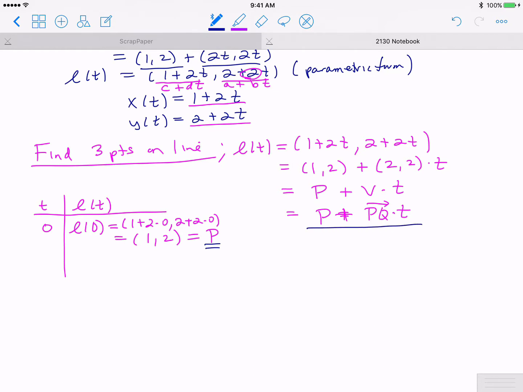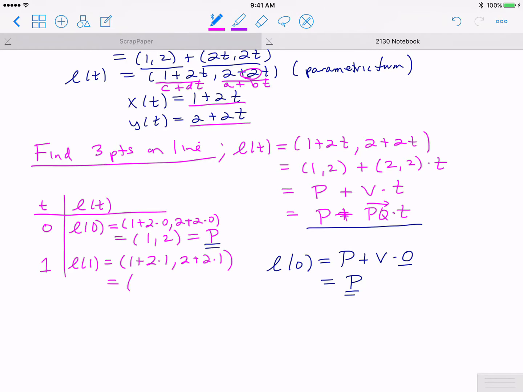Another way to see where the p comes from is to look over here at the vector form. L of 0 is the point p plus our direction vector times 0, but 0 times the vector v is just 0, so there we go. This is why we know we're at the point p. Okay. At t is equal to 1, we have 1 plus 2 times 1, 2 plus 2 times 1, which is also known as (3, 4). That happened to be the point q.